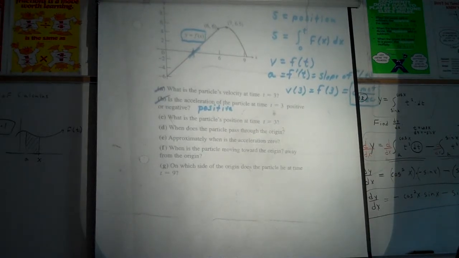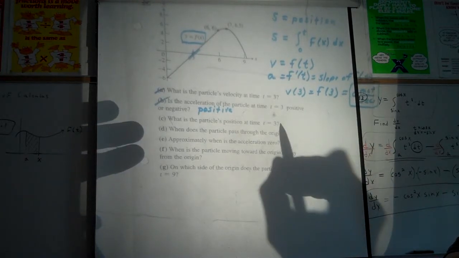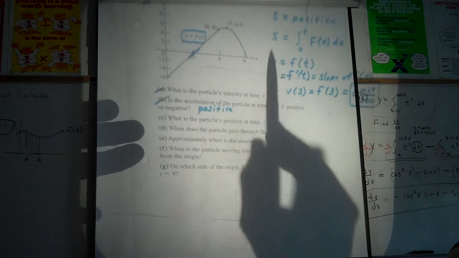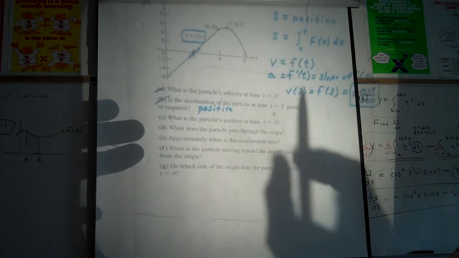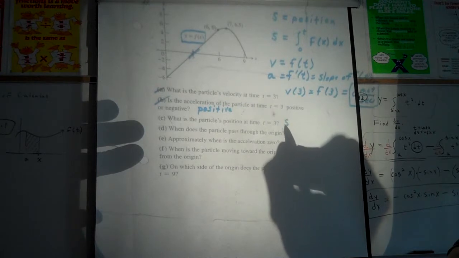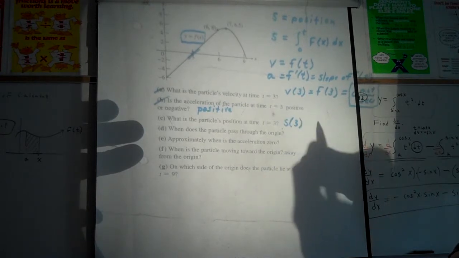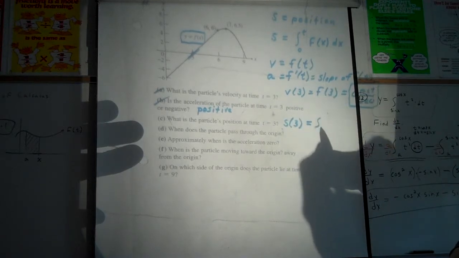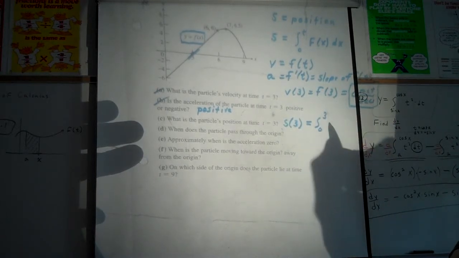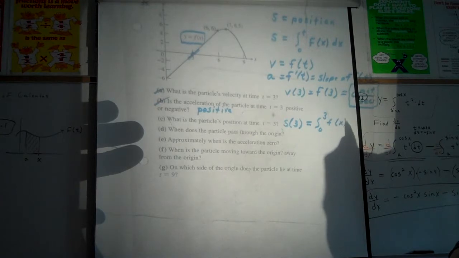Part C. What is the particle's position at time t equals 3? Which letter up here represents position? S, right? So let's find the value of s after 3 seconds. All you do is put a 3 in for t. So we're going to do the integral from 0 to 3 of f of x dx.